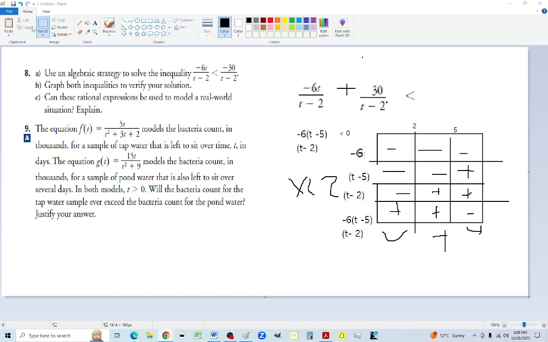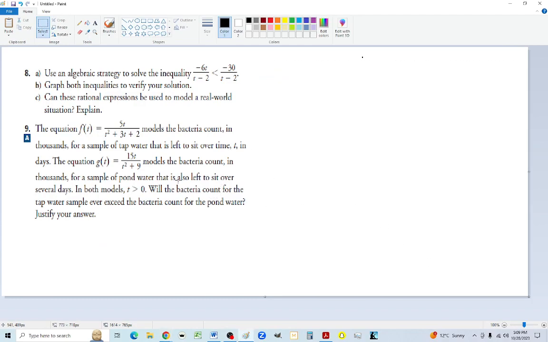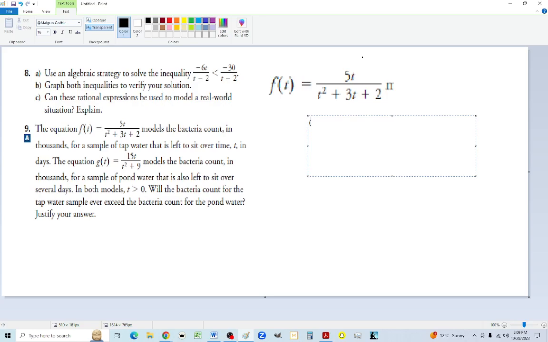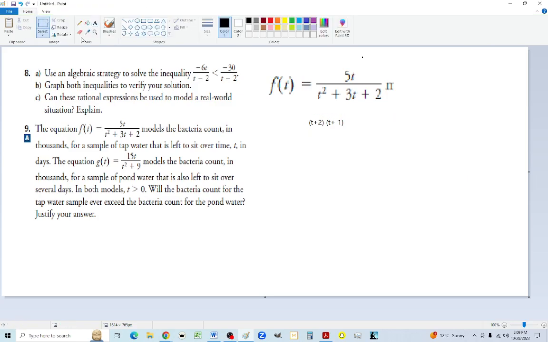Interesting mistake. This one is clearly a model of bacteria count in tap water versus a pond. And let's see if we can break down the first one and say, okay, this t squared plus 3t plus 1 is t plus 2, t plus 1, all over 5t.